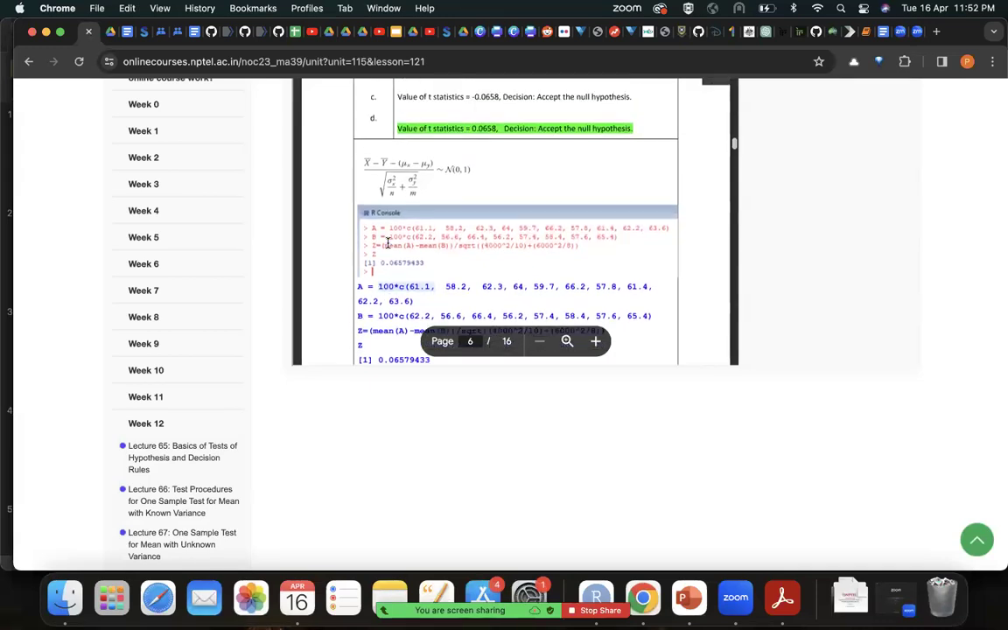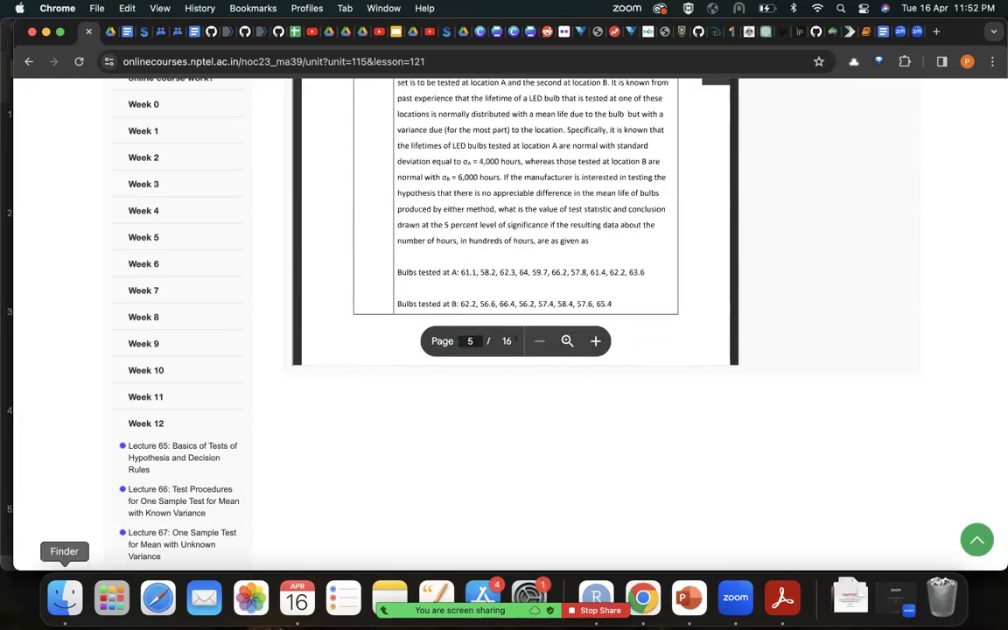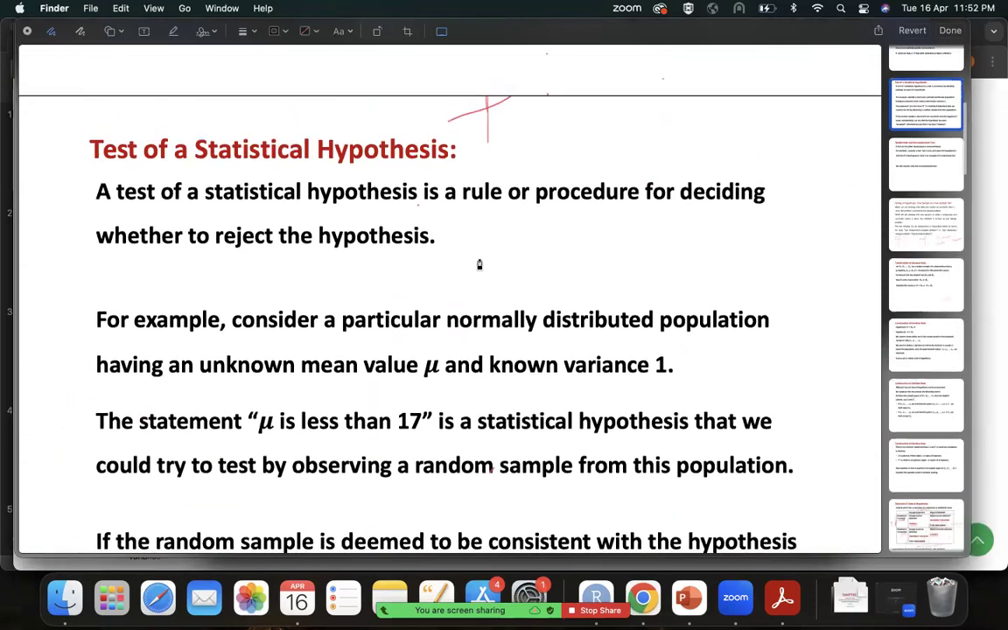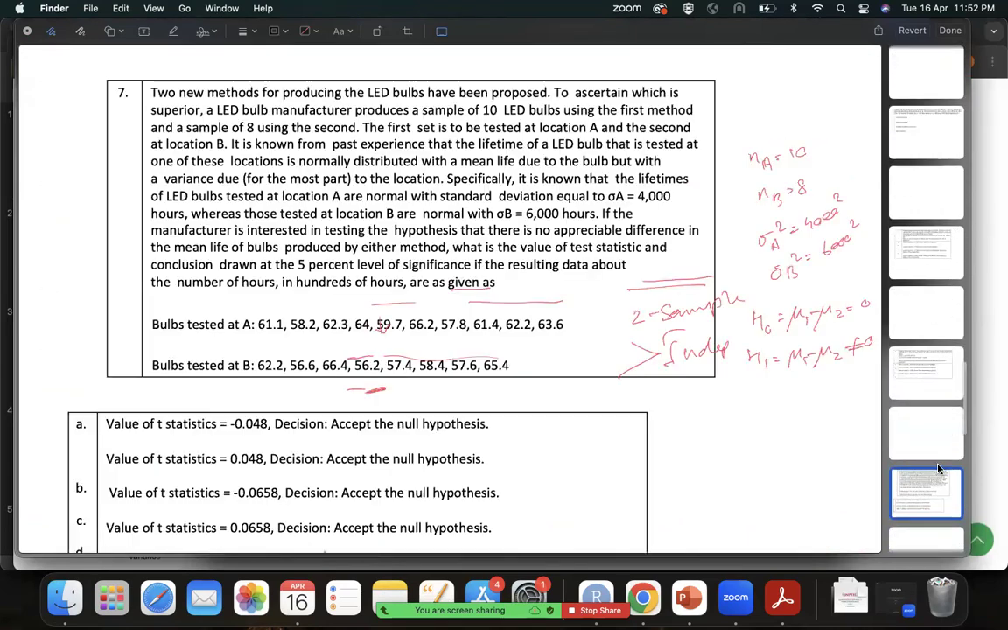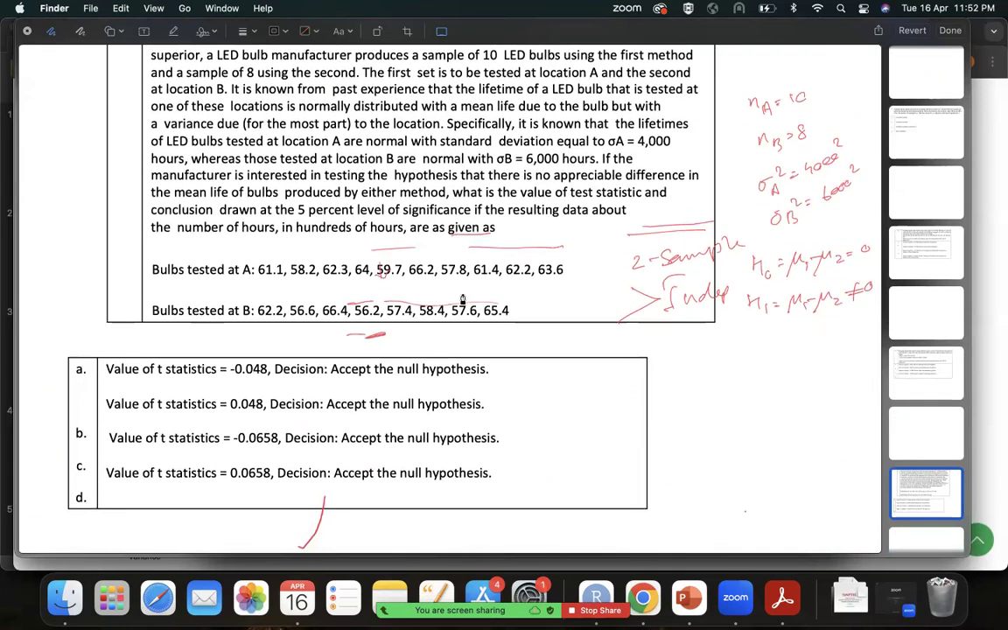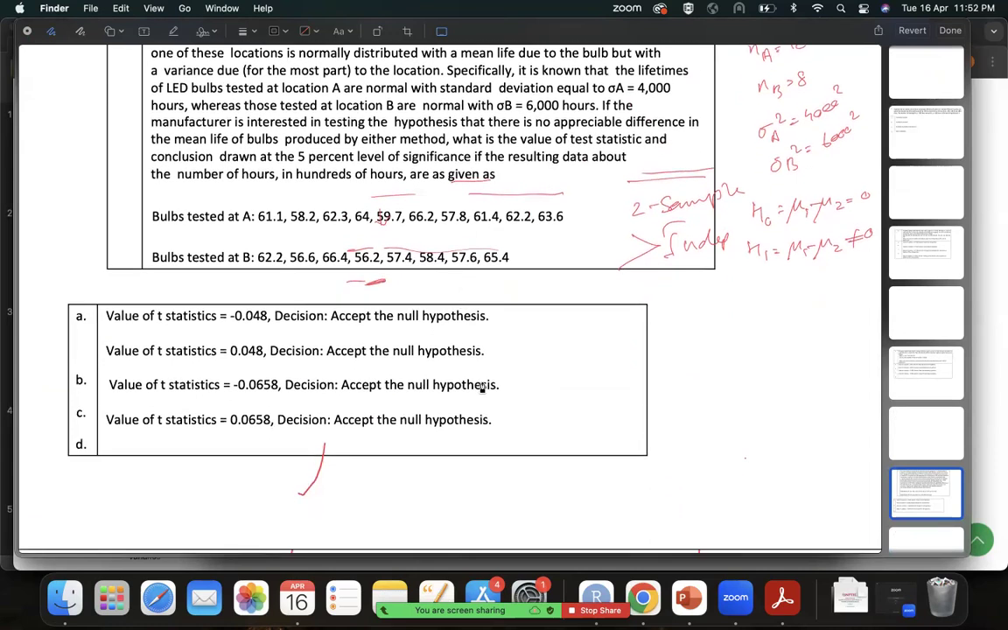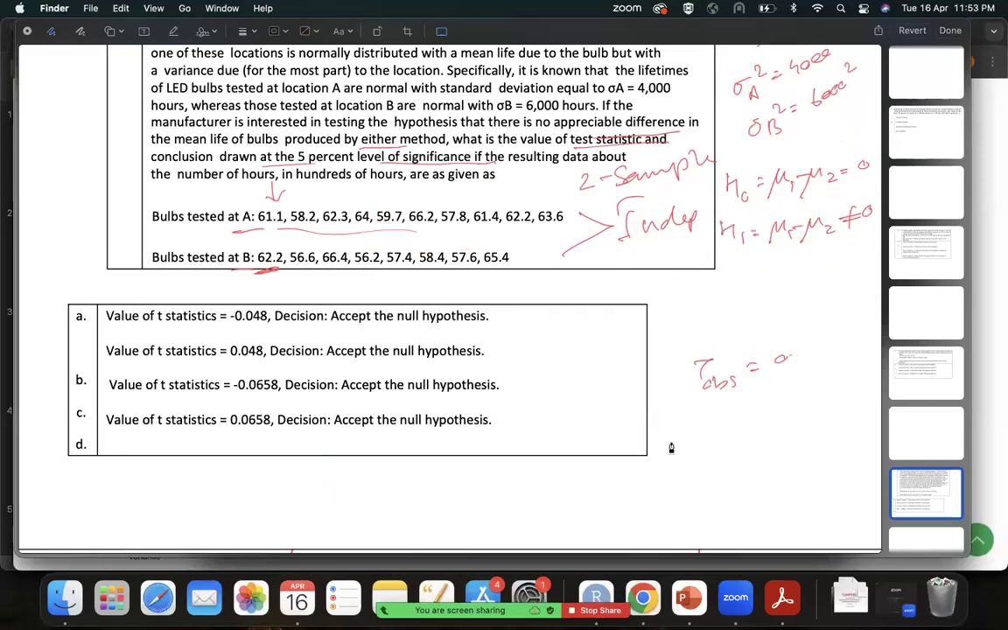Okay, they're multiplying by 100. What is the question? They're multiplying it by 100. Why are we doing that? Number of hours. Okay, so what they've done here is multiply our answer by 100. We got T observed equal to 0.00065. Multiplying this by 100, you get 0.0658. So option D is the answer.